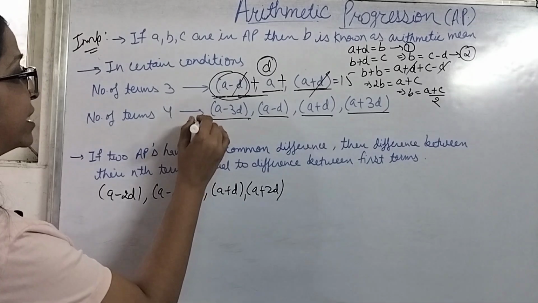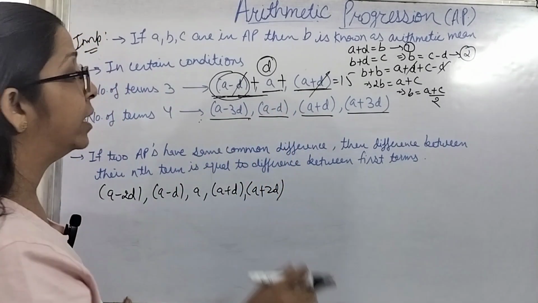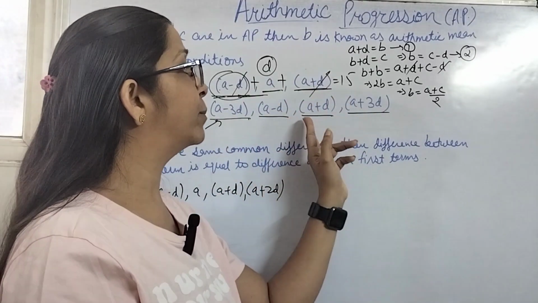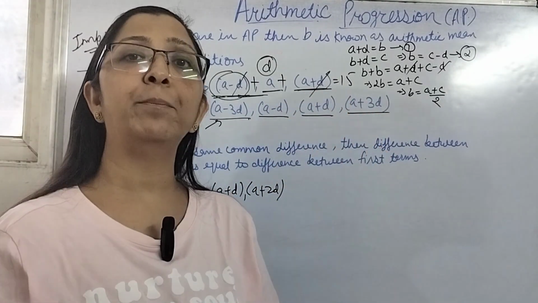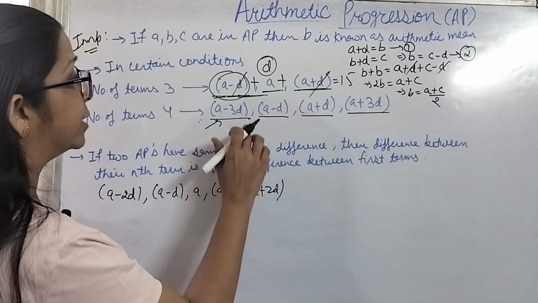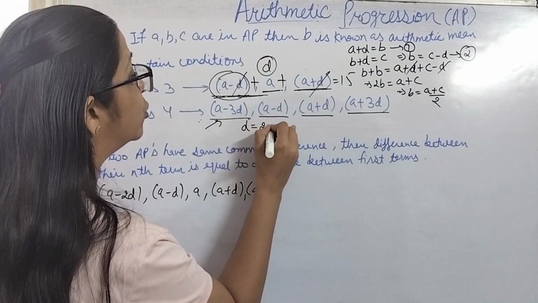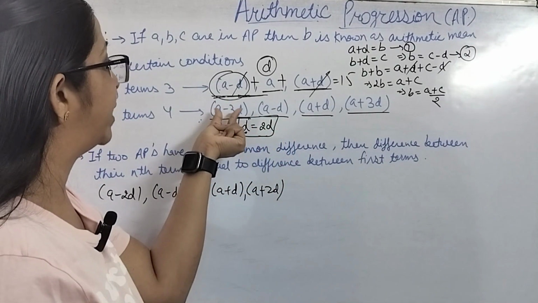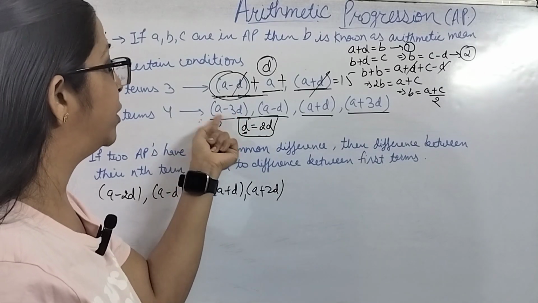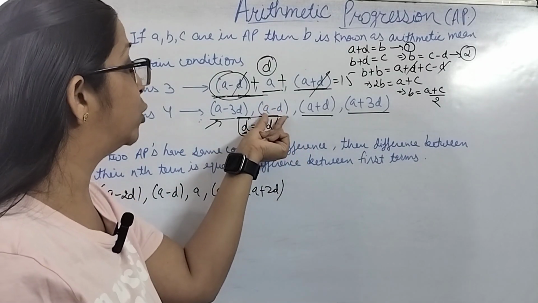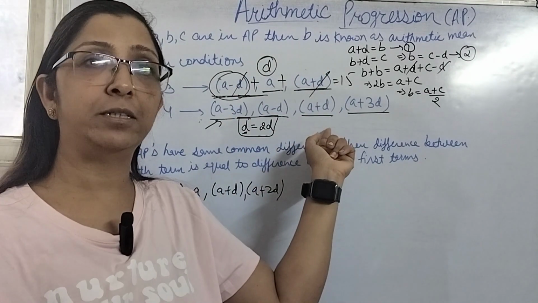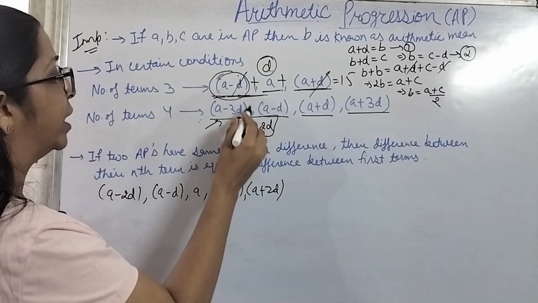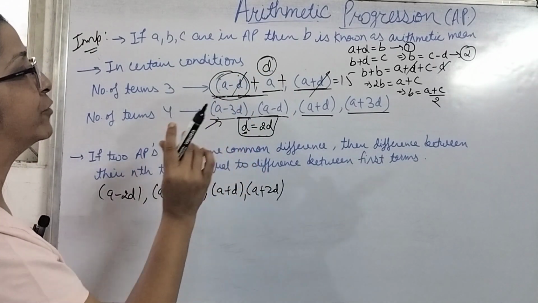Similarly, if we take these types of cases, your first term won't be a. The first term will be a minus 3d, the second term will be a minus d, the third term will be a plus d and the fourth term will be a plus 3d. So from here we can say that the common difference is 2d, it is not only d. The common difference is 2d, because if you add 2d to the first term, you get the second term. If you add 2d to the second term, you get the third term. So you need to remember that here the first term is a minus d and the common difference is d. Here the first term is a minus 3d and the common difference is 2d.